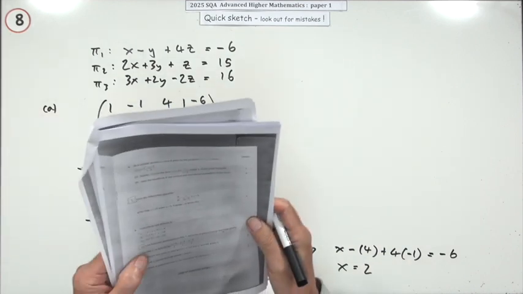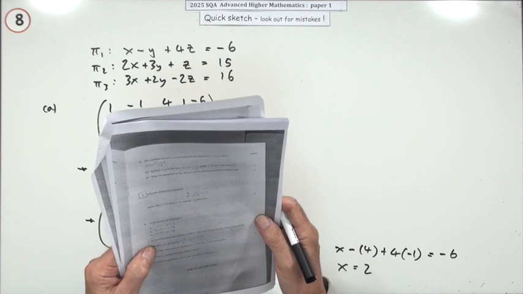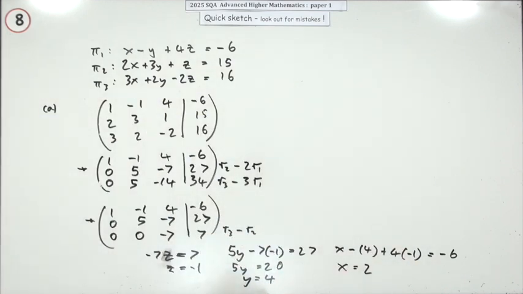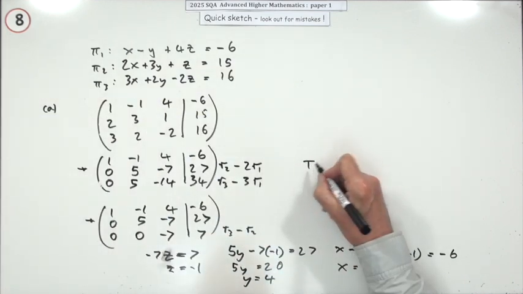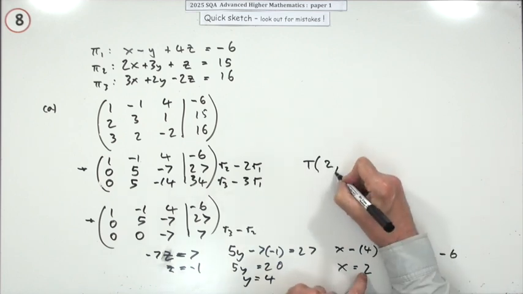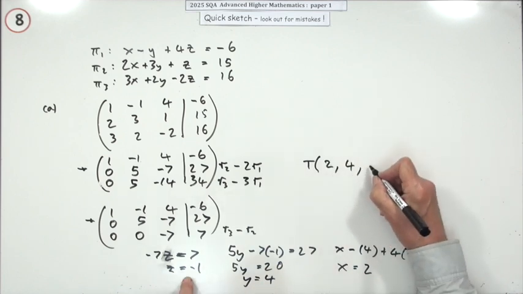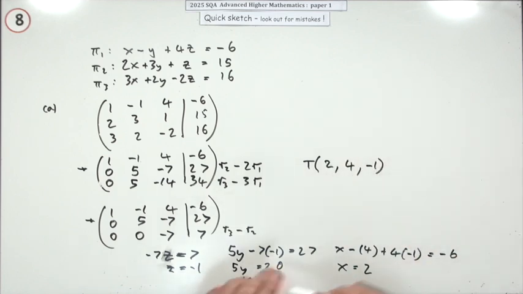And it said, what does it say here? Find t, so I'll have to state what t is. I'm not letting myself room here, so I'll just put it here. So t is the point, x was 2, y was 4, and z was negative 1.